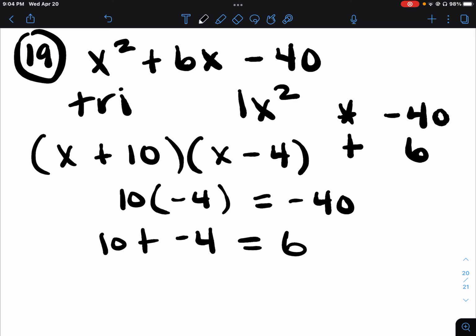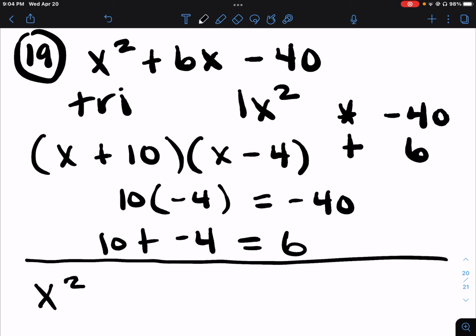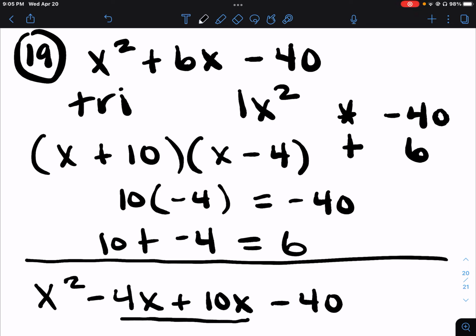Okay, so if you FOILed to check, x times x, x times negative 4, 10 times x, 10 times negative 4. And that 10x minus 4x would give you the positive 6. Remember, when the signs are different, you take the sign of the bigger number.